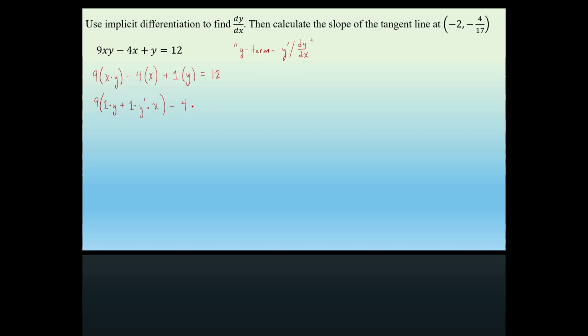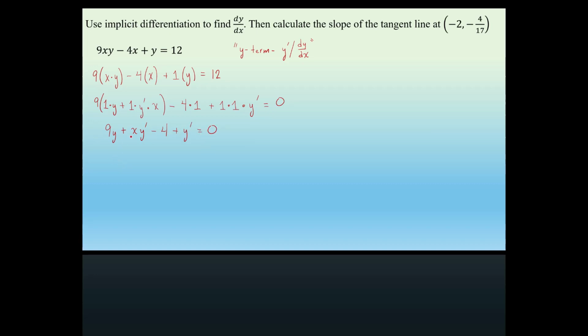Minus 4 times the derivative of x, which is 1, plus 1 times the derivative of y, which again is 1, but because I'm doing the derivative of a y term, I'll attach y prime, equals, well, the derivative of a number is 0. So now let's clean this up. I have 9y plus xy prime minus 4 plus y prime equals 0.